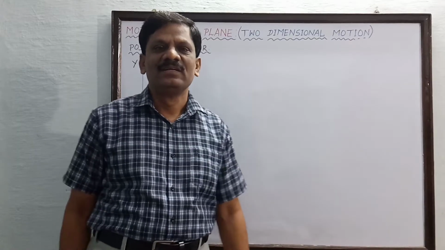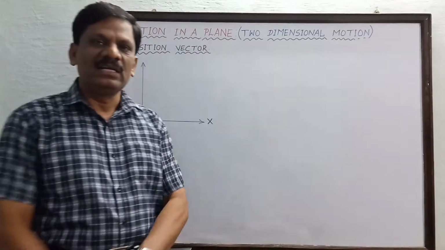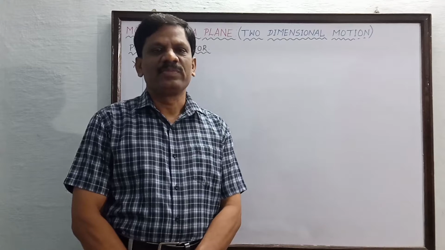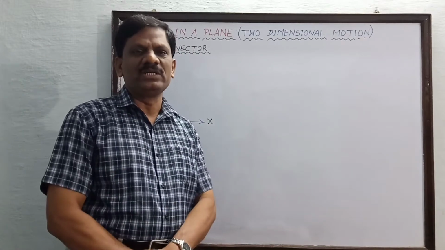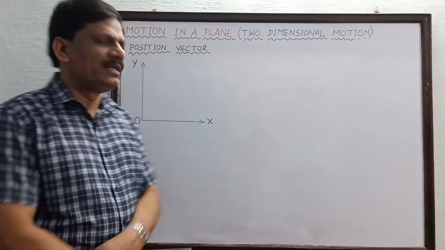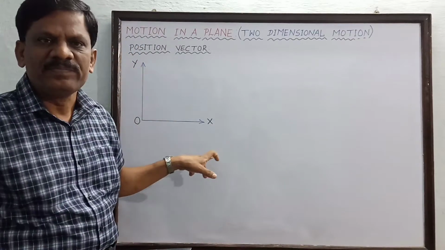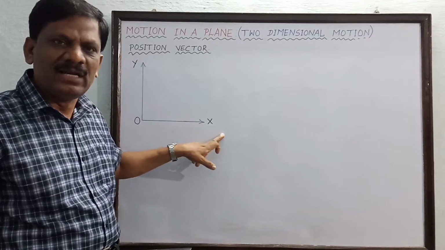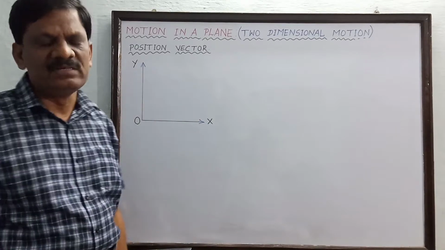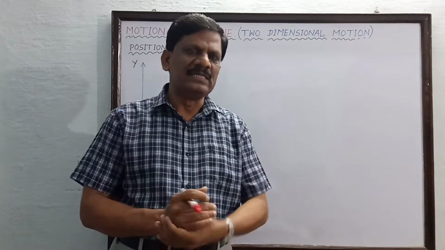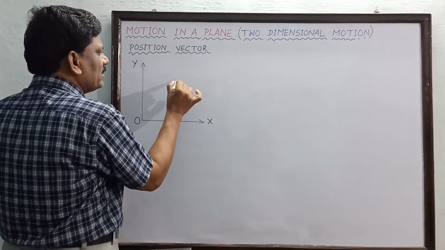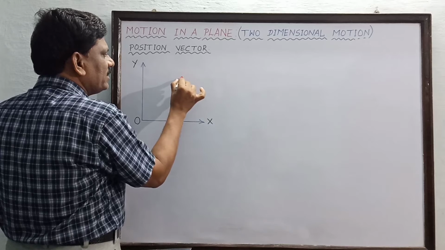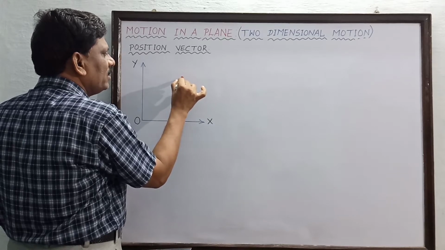Hi students, now we are going to define position vector. For that I have considered a two-dimensional plane which is called the XY plane. X is along the horizontal and Y is along the vertical. Now I am going to consider a particle located on this XY plane. Randomly, let us say that this is the position of the particle.